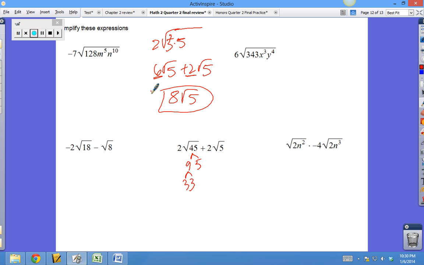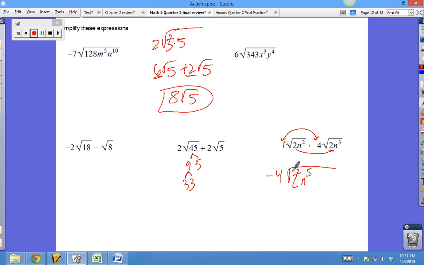Okay, what about multiplication? Multiplication, you multiply what is on the outside together. So negative 4, that's invisible 1, so that's going to be a negative 4. And you multiply what's on the inside together. So a 2 and a 2 is going to give me 2 squared. An n cubed and an n squared is going to give me an n to the 5th. So now, the 2 gets undone.